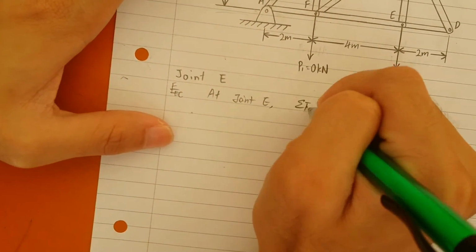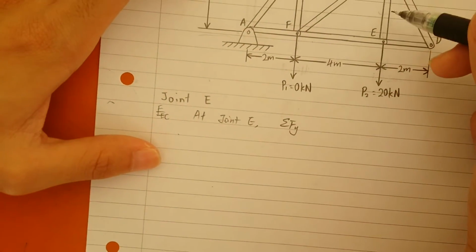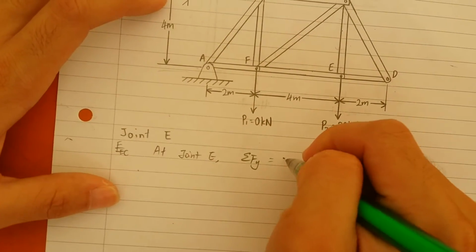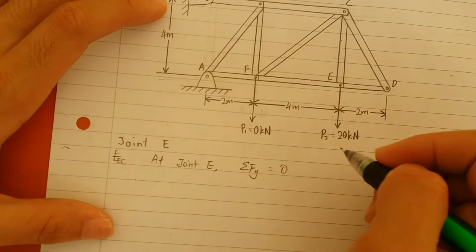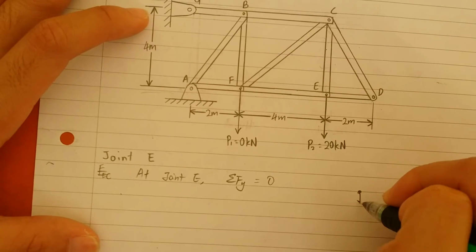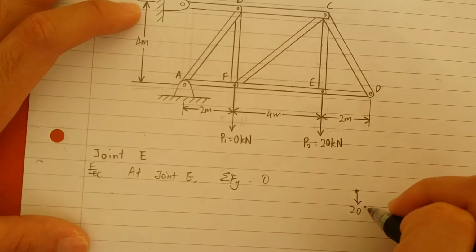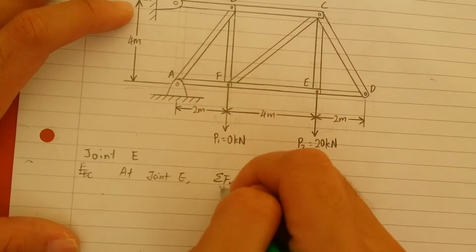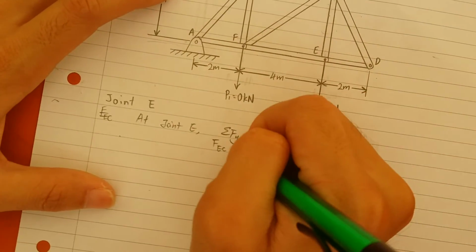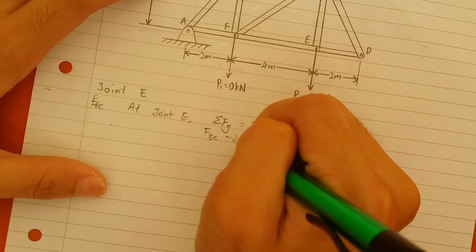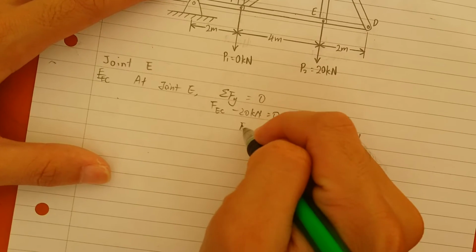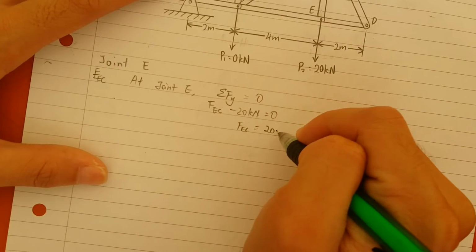At joint E, the summation of force y is zero. Because it's static, we can draw the free body diagram, and we just draw along the y only. The 20 kilonewton is acting downward. So FEC minus 20 kilonewton equals 0. From here we know that FEC is 20 kilonewton.